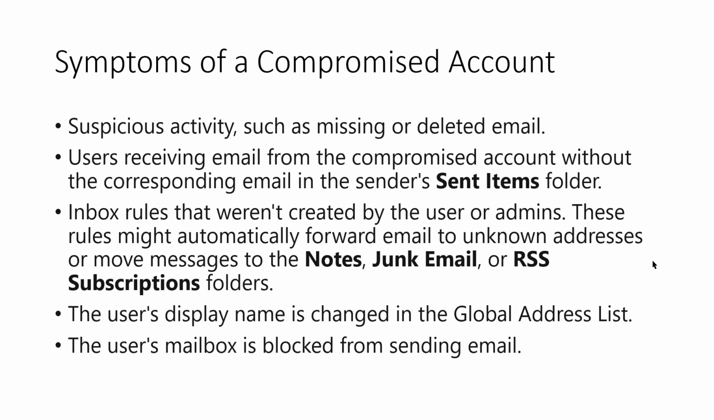And then users receiving email from the compromised account without the corresponding email in the sender's sent folders. A big one would be inbox rules that weren't created by the user or admin. So when you went into those inbox rules, if you saw rules that you or the user did not create, then you know that there's an issue. The user's display name is changed in the global address list. So make sure that it's accurate. Even if it's off by a little bit, then that could be some sort of compromise that has happened.